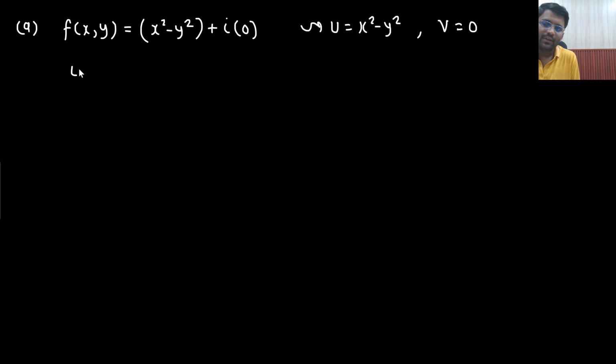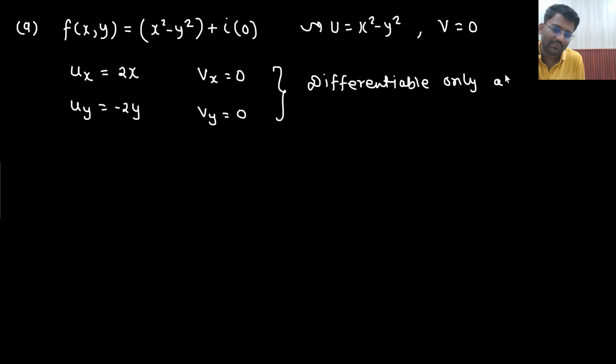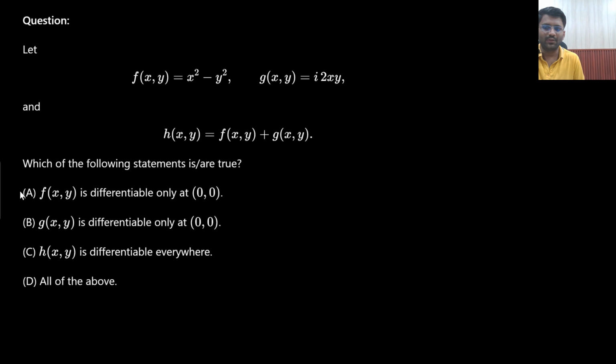So if you do partial differentiation of u with respect to x, what answer will you get? 2x. Partial differentiation of u with respect to y gives 2y. Partial differentiation of v with respect to x, the answer is 0. Partial differentiation of v with respect to y, the answer is 0. That means they will be equal only at 0, 0. So it is differentiable only at 0, 0.